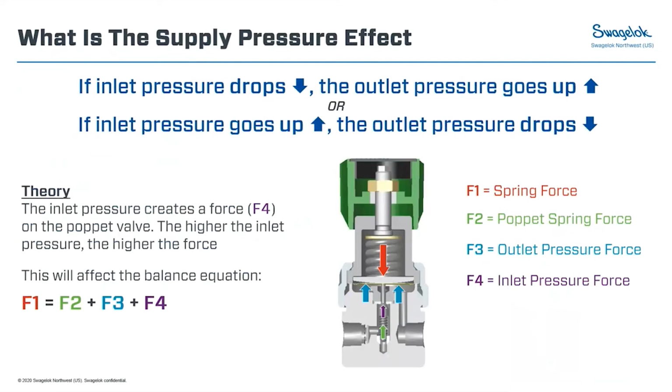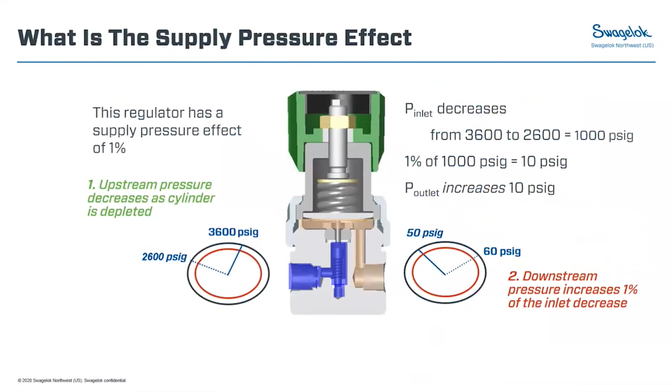If we look at our balance of forces equation again, we can see that our spring force is not changing. Our poppet force is also not changing. We have a change in our inlet pressure, F4. Since our inlet pressure and our outlet pressure are on the same side of the equation, they act inversely to one another. So if our inlet pressure changes, our outlet pressure is going to go the other direction. Like I said in the example, if our inlet pressure is going down, our outlet pressure is going to go up.